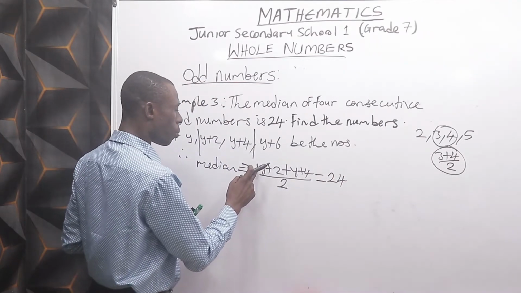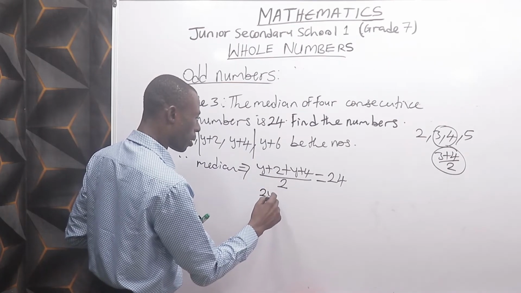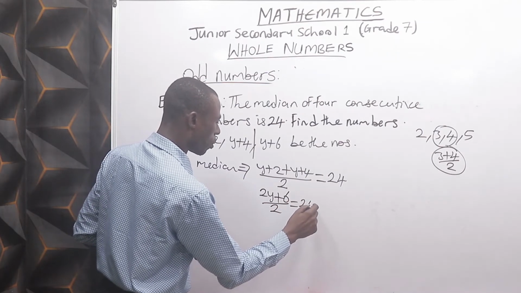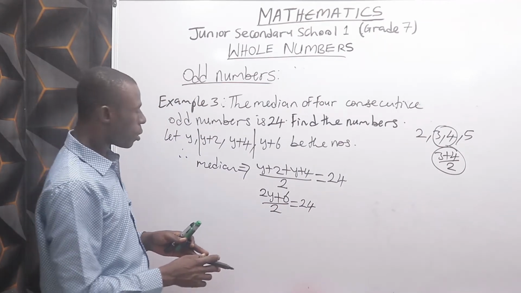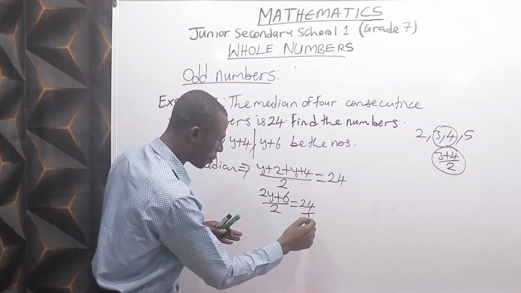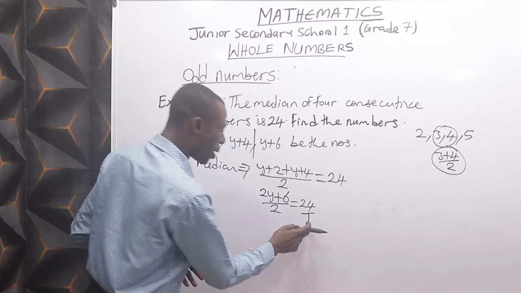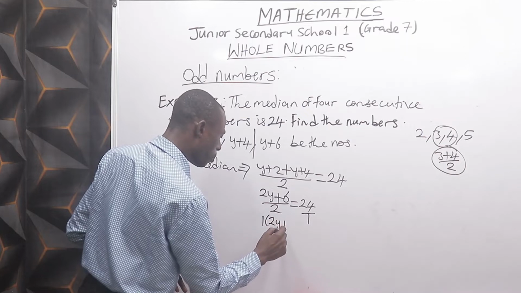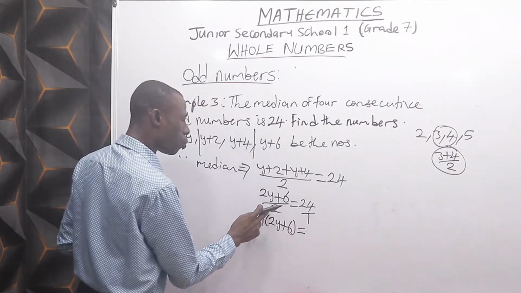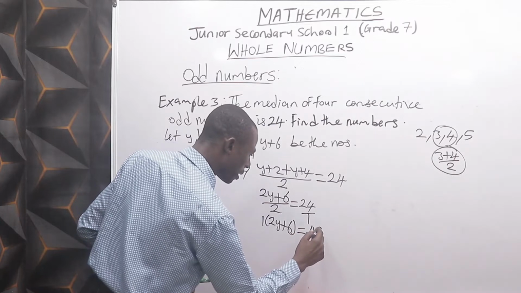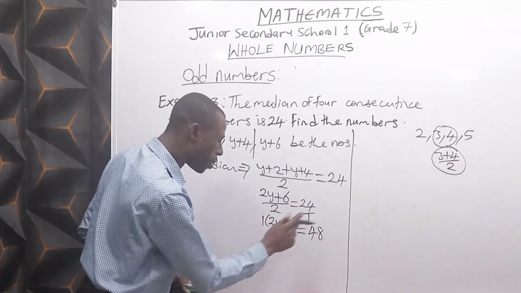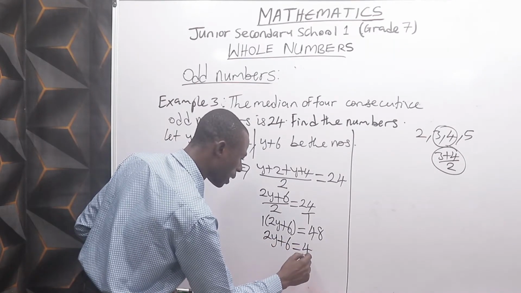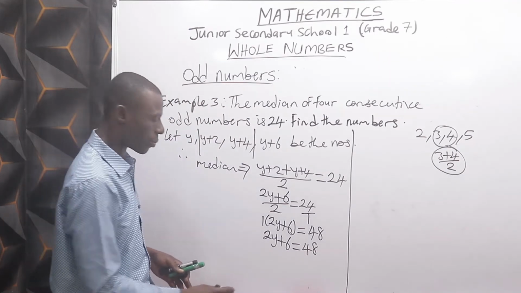So we have y plus y, that's 2y, plus 6 divided by 2 equals 24. At this juncture, you cross multiply. When you cross multiply, 1 times 2y plus 6, that is 1 into 2y plus 6, equals 2 times 24, that is 48. If you use this 1 to open this bracket, it is still 2y plus 6, which is equal to 48. We collect the like terms.